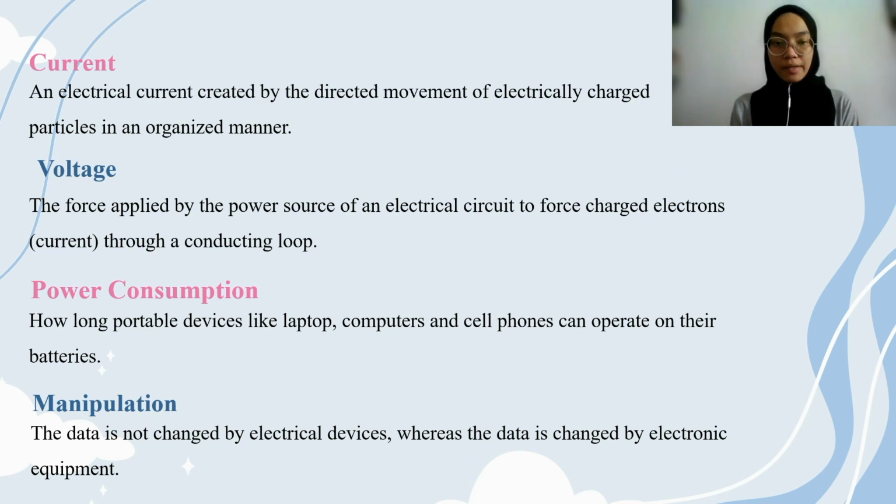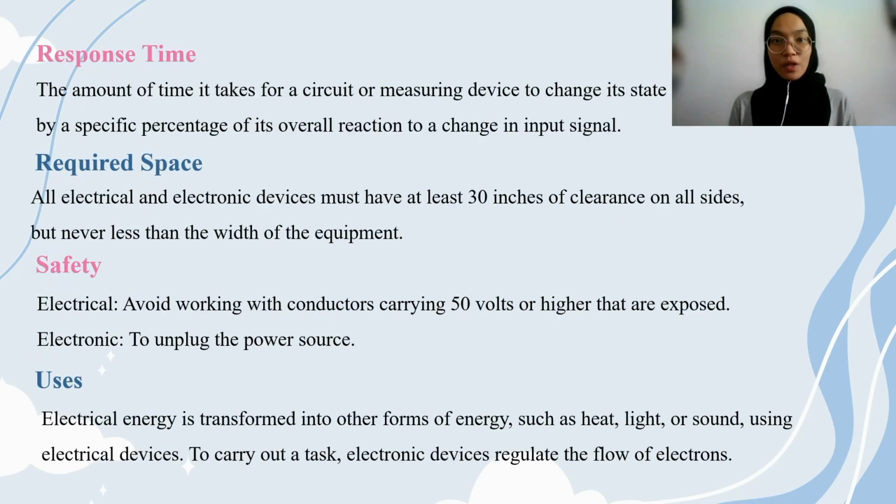Current, an electrical current created by the directed movement of electrically charged particles in an organized manner. Voltage, the force applied by the power source of an electrical circuit to force charged electrons current through a conducting loop. Power consumption is to show how long portable devices like laptops, computers, and cell phones can operate on their batteries. Lastly, manipulation, the data is not changed by electrical devices, whereas the data is changed by electronic equipment. Response time, the amount of time it takes for a circuit or measuring device to change its state by a specific percentage of its overall reaction to a change in input signal.